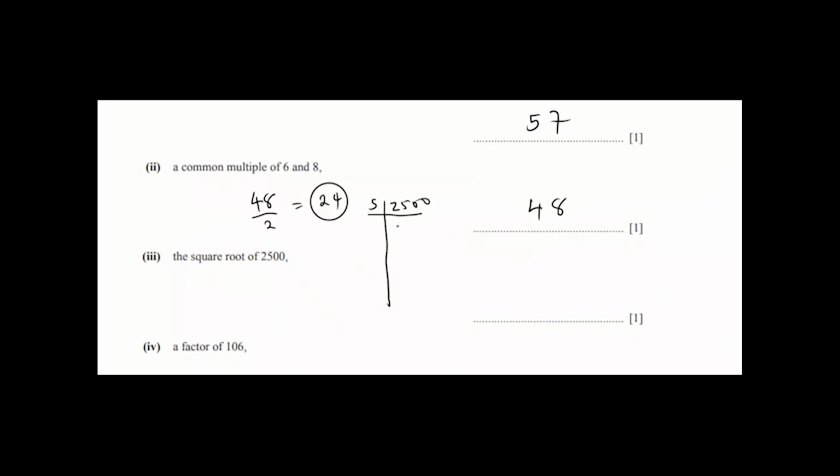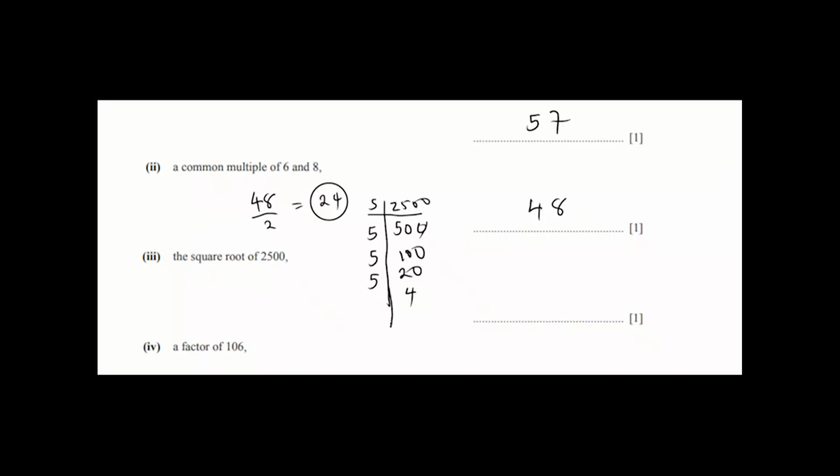5 goes in 25, 5 times, then 5 goes in 0, 0, 5 goes in 0, 0. So I can still maintain 5 again. 5 goes in 500, that is 5 goes in 50, that is 10. Then 5 goes in 0 is 0. 5 can still go again. 5 goes in 100, you have 20. 5 can still go again, you have 4.